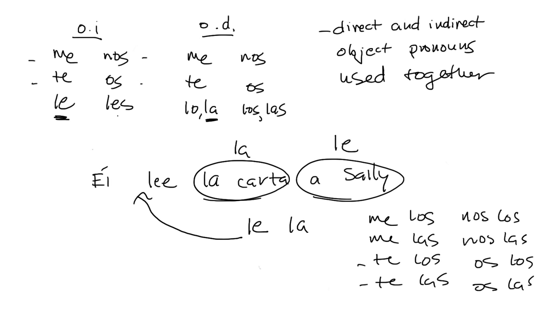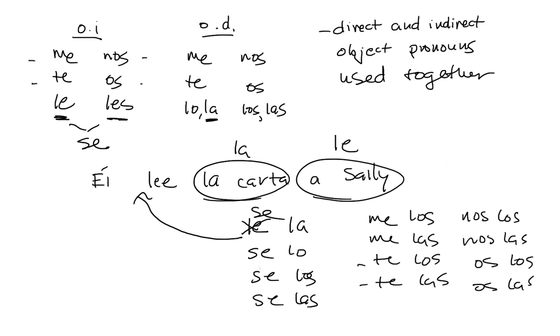But when we have le and les before lo, la, los, las, the le or les turns to se. So we end up with se la, or se lo, or se los, or se las. Probably what happened historically was that it was awkward to say le lo, les los, etc. So somehow people started saying se, and when the grammarians came to write the grammars, they said, well, this is what people are saying in the streets, so that's the way we'll put it in the grammar.